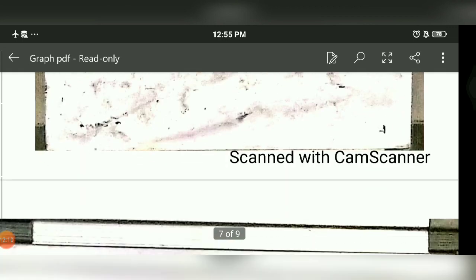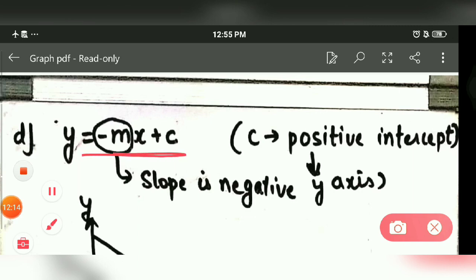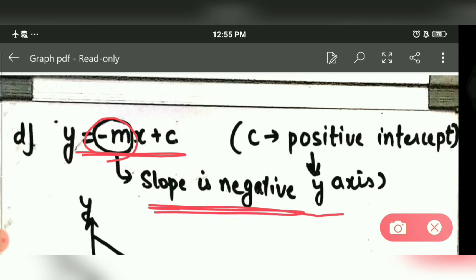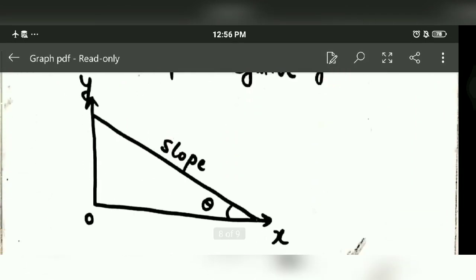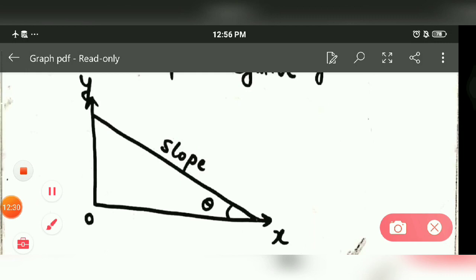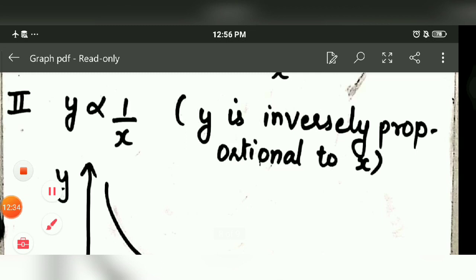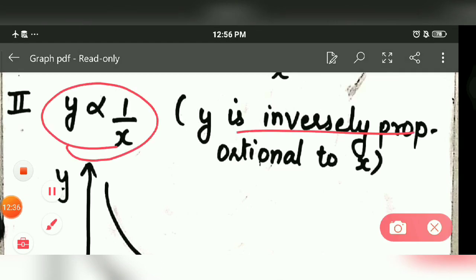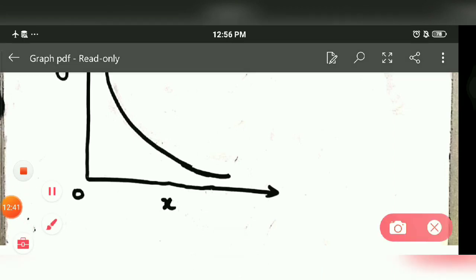Next, if y equals minus mx plus c, where minus m is the negative slope, and the y intercept is positive on the y-axis but the slope is negative, then the graph is like this. Here this is representing this graph. Next, if y is inversely proportional to x, then the graph appears like this, this way.